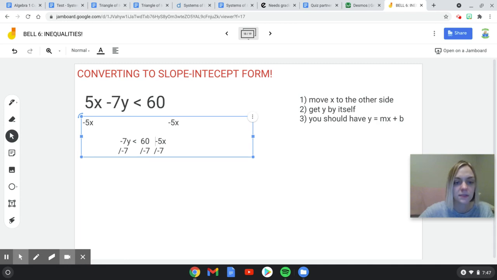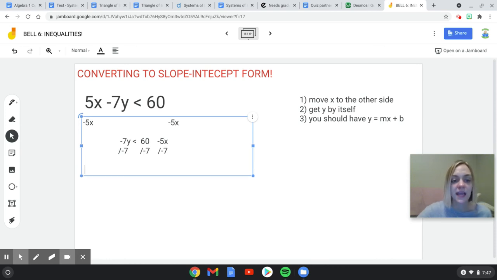Maybe we'll put a little bit of space here. Okay, so that little slash means divide. So these negative 7s cancel out, and I just have y on the left side, which is perfect. My goal is to get y by itself. And I'm just going to keep this as a fraction. 60 divided by negative 7, just keep it as a fraction.